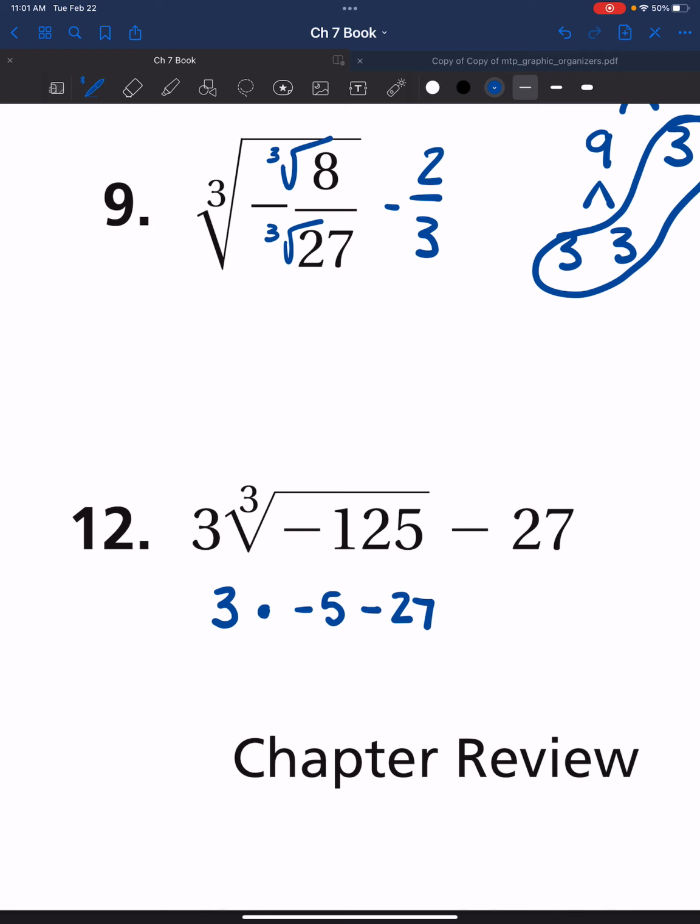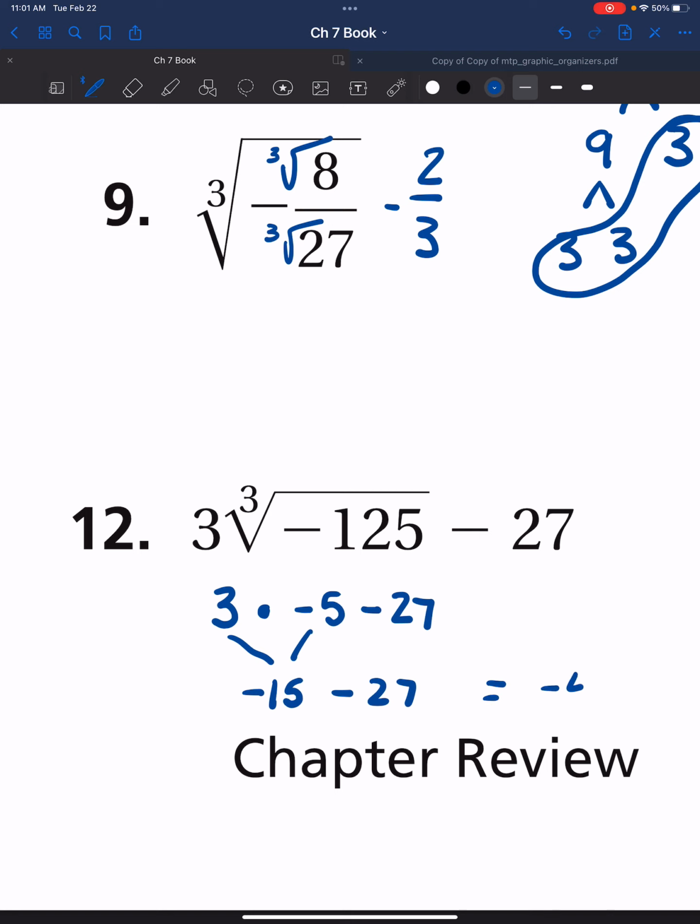So what do I do first? I've got 3 times negative 5 minus 27. I need to do the multiplication first. What's 3 times negative 5? Negative 15. Negative 15 minus 27. Signs are the same, so we just add. 42. Positive or negative?